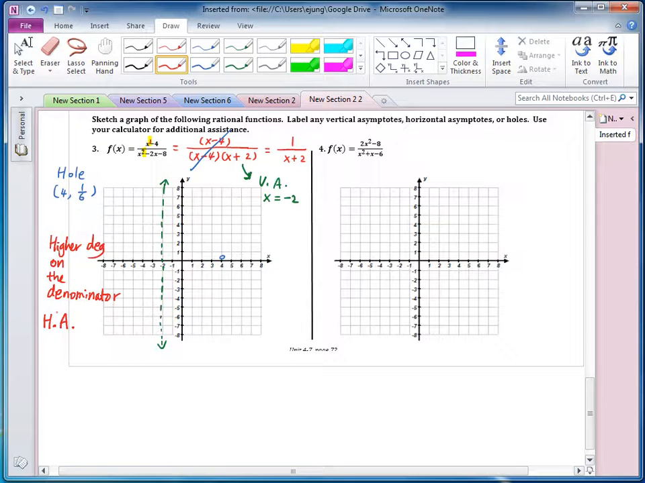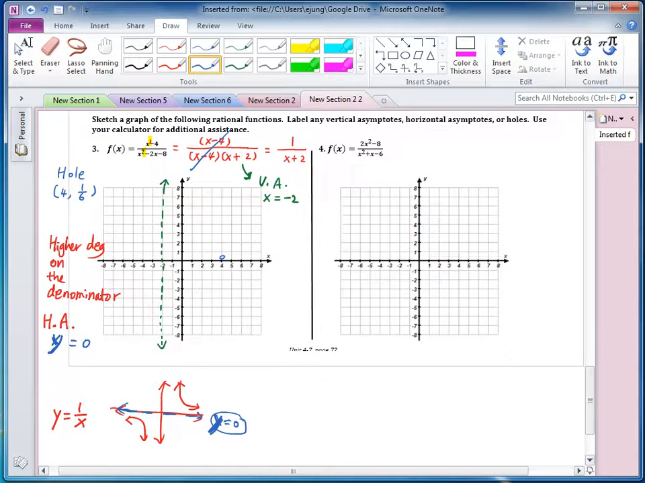It's just like the parent function. What was the horizontal asymptote of the parent function? y equals 1 over x. That is the parent function. The parent function looks like this, here and then there. And which is the horizontal asymptote? Here, which is y equals 0, okay? So automatically when you have higher degree on the denominator, the horizontal asymptote will always be y equals 0.